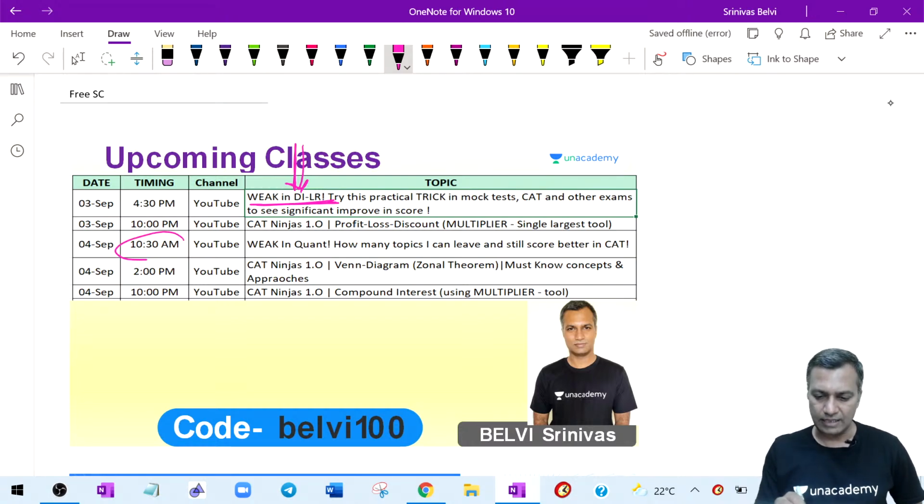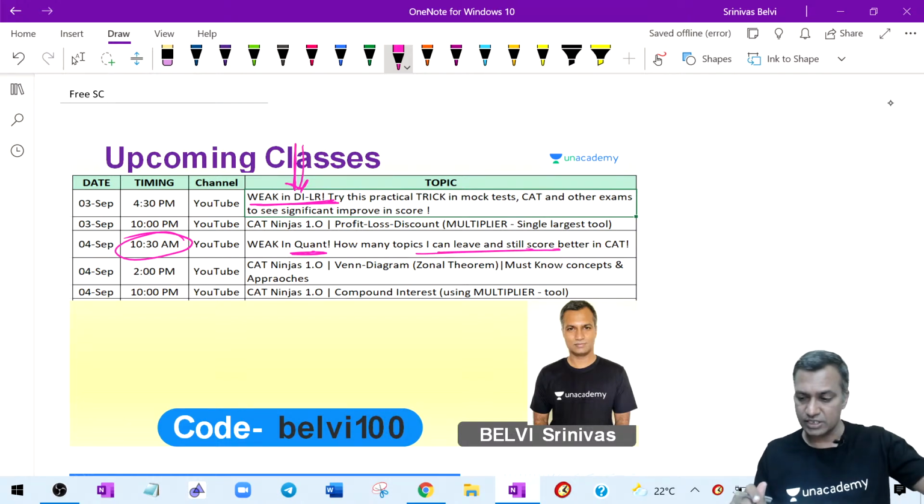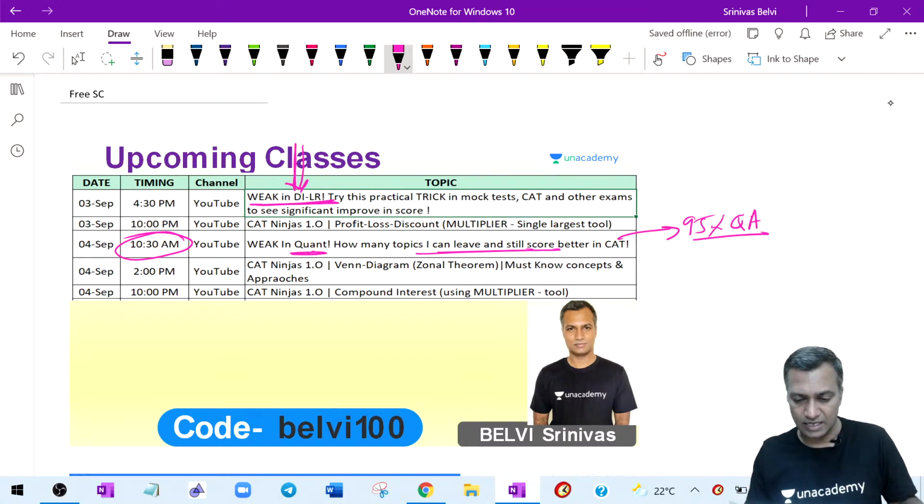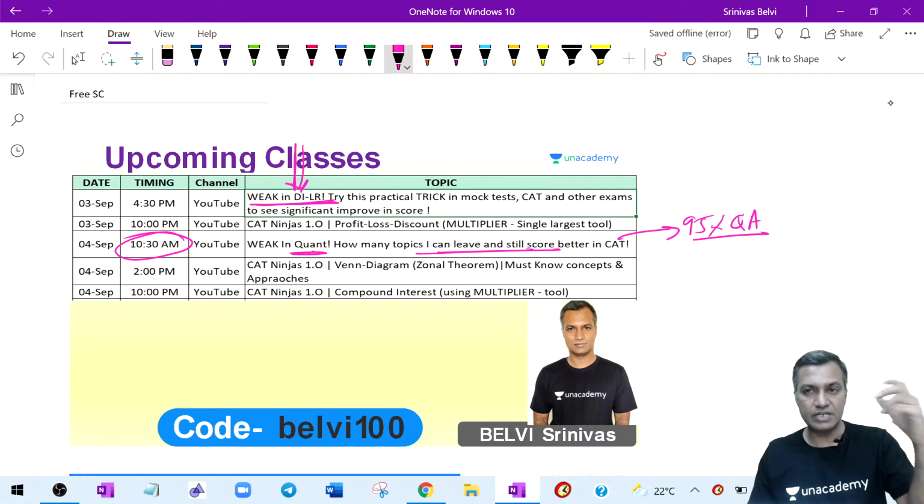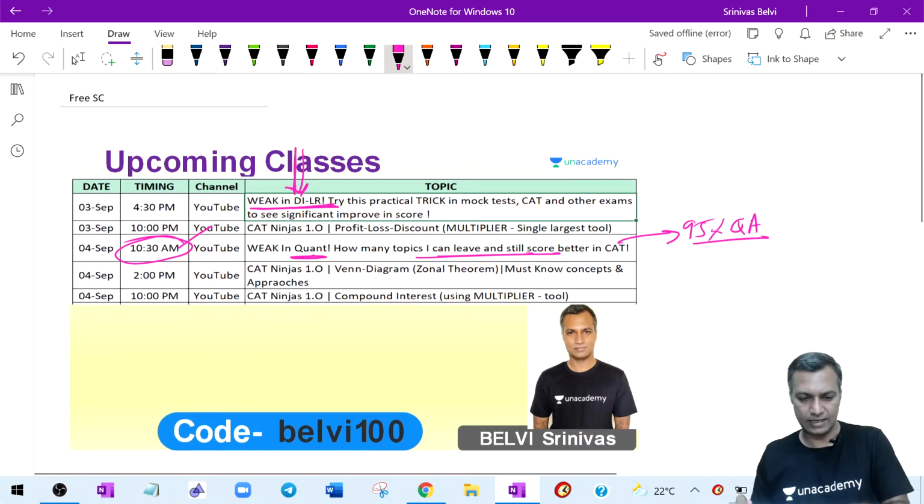Tomorrow morning at 10:30 I will be talking a little bit about the quant, because some people keep asking me whether they should leave some topics, which topics those are, and how we can judiciously leave them but still get about 95 percentile and above in QA for sure, maybe sometimes 98 or 99 percentile as well. But how we do it with wisdom in a meaningful way is what I will speak about tomorrow morning at 10:30.